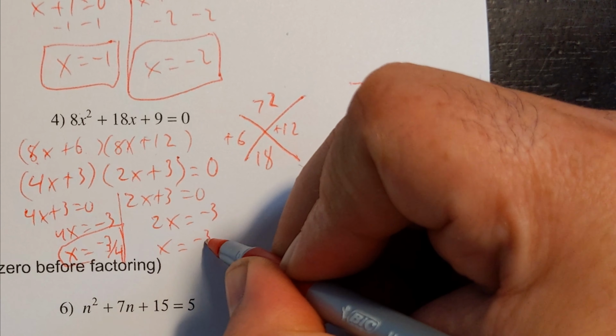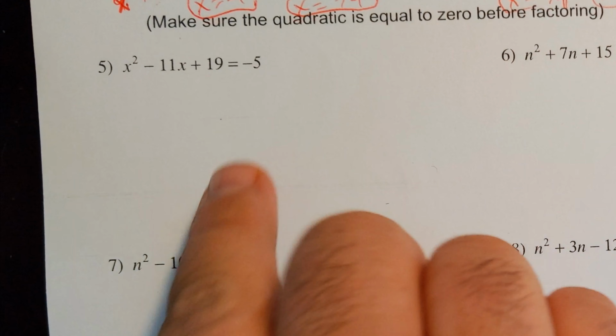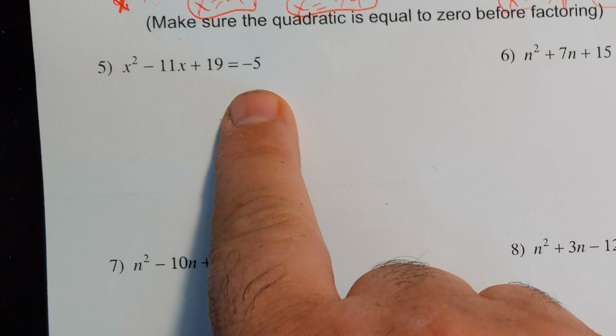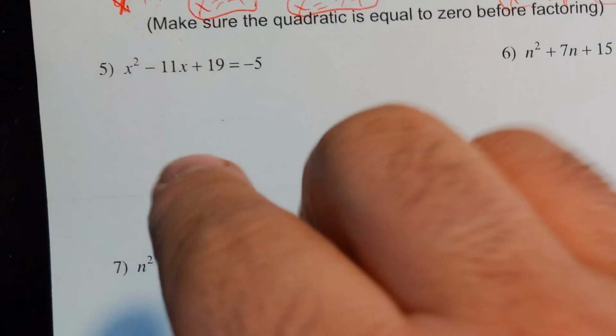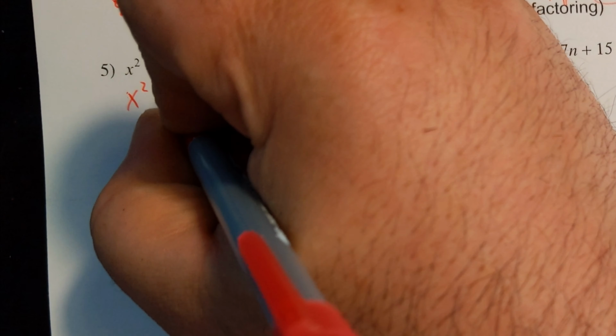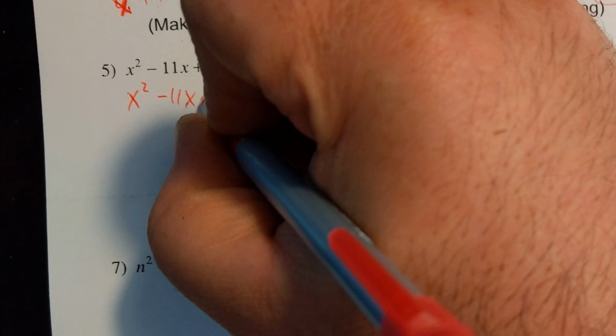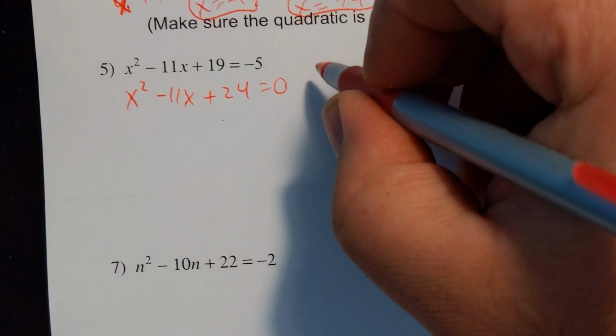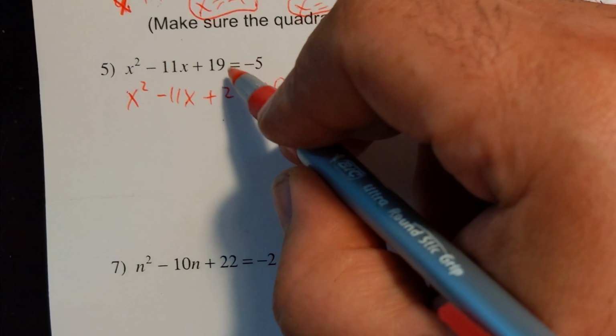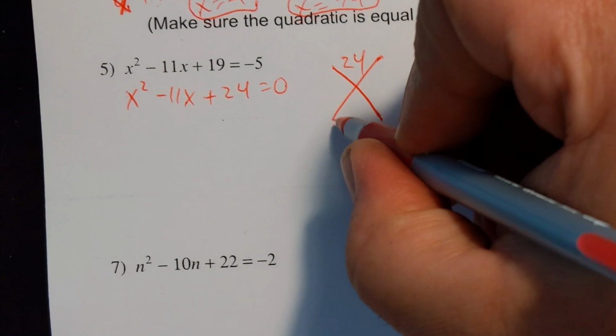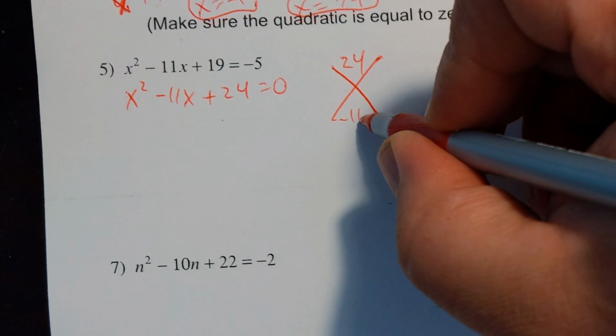Next problems. The x squared minus 11x plus 19 does not have 0 on the other side, so we need to get it equal to 0 before we start. We're going to add 5 to both sides, so there's going to be x squared minus 11x plus 24 equals 0. And now that we have it equal to 0, we can do like the problems before. So the 1 and the 24 gives us 24 for the top, negative 11, the number in the middle goes down to the bottom. The factors of 24 that give me negative 11.